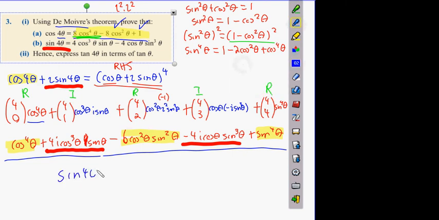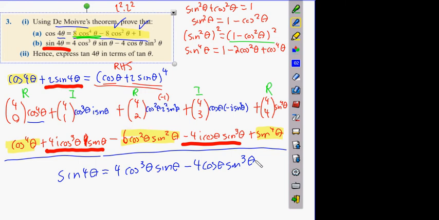Sine 4 theta equals 4. You get rid of the i's. Why do you get rid of the i's? They're all imaginary. They all have i's, don't they? So therefore you can get rid of them. Is that alright? Now, I have everything I need already. Everything I need is already in answer A and B for the part 2.